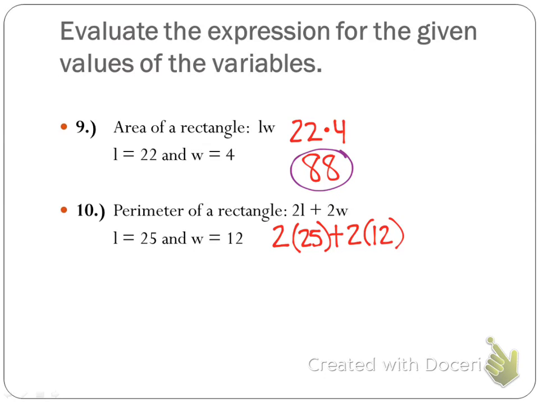I don't have any exponents, so we go on to multiplication. And you can do both of your multiplications at the same time. 50 plus 24. 50 plus 24 gives me 74. And of course, if they'd given me units on either of these, I would want to include those units. But they didn't, so we're fine.